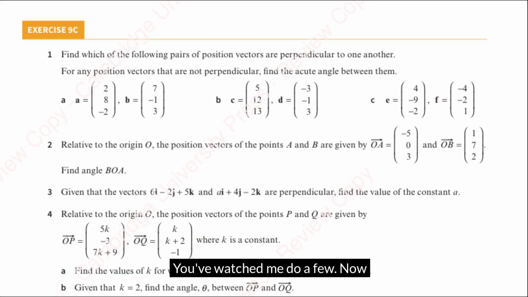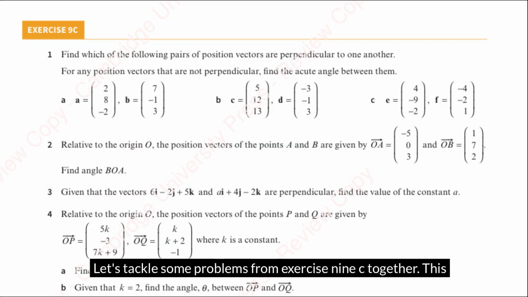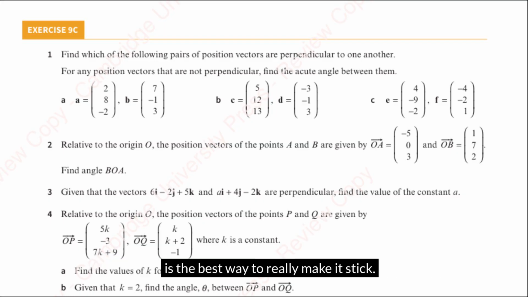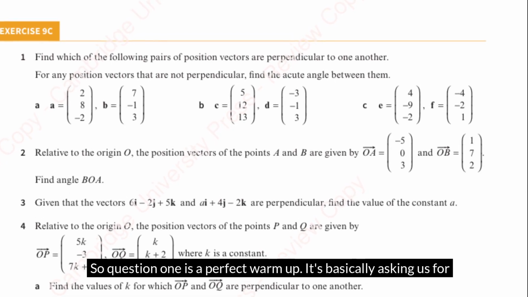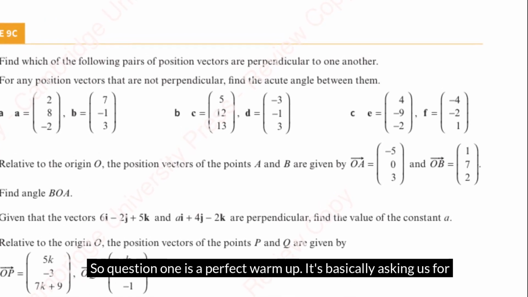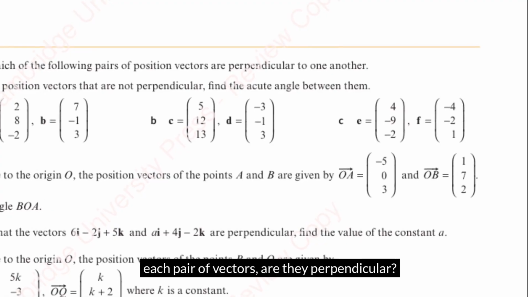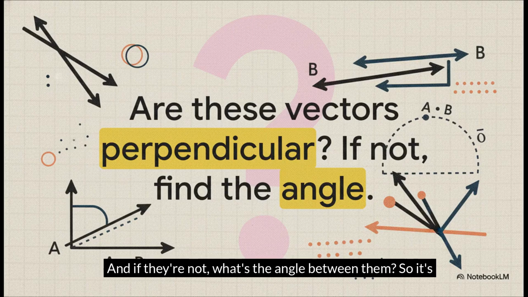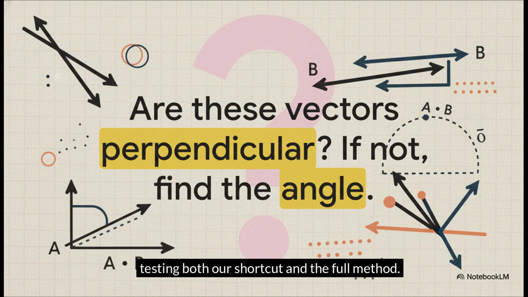Okay, you've watched me do a few, now it's time to get our hands dirty. Let's tackle some problems from exercise 9C together. This is the best way to really make it stick. So question 1 is a perfect warm-up. It's basically asking us, for each pair of vectors, are they perpendicular? And if they're not, what's the angle between them? So it's testing both our shortcut and the full method.